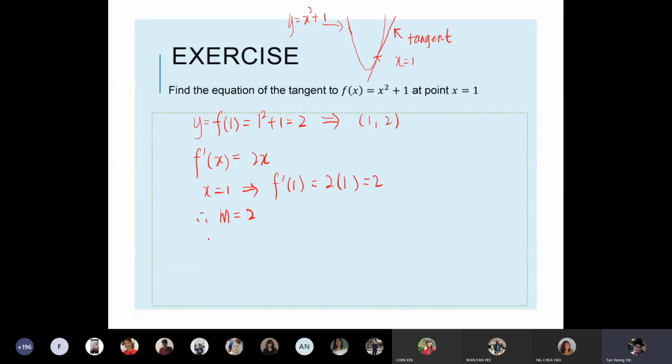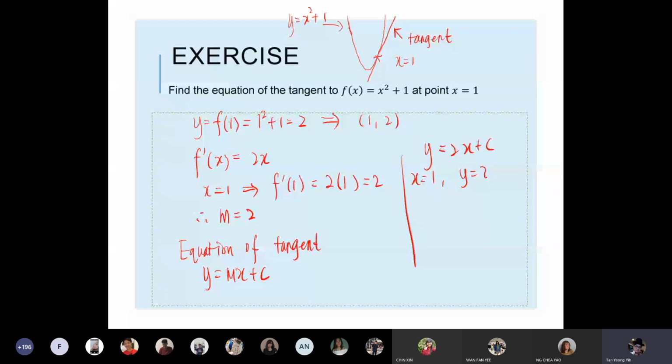Okay, to find the c, the equation of tangent is in the form of y equals mx plus c. And now we have y equals 2x plus c. So when x is 1 and y is 2, we substitute y as 2 and x as 1, and we can find that c is 0.